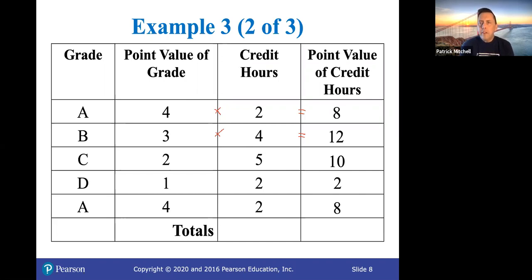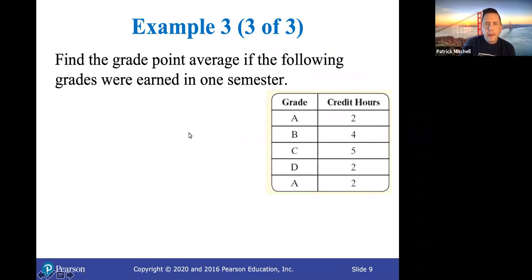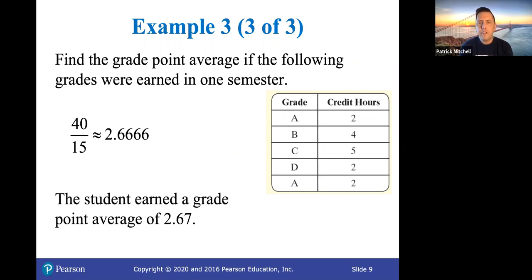So now what I'm going to do is add up all of those point values and add up the total number of units. So this person was taking 15 units and they got a total of 40 points for all of their classes. So the way that we're going to find this weighted mean is we're going to divide the 40 by the 15. And so this person's GPA would come out to be 2.66666. GPAs are usually rounded to 2 decimal places. So this person's GPA would be 2.67.